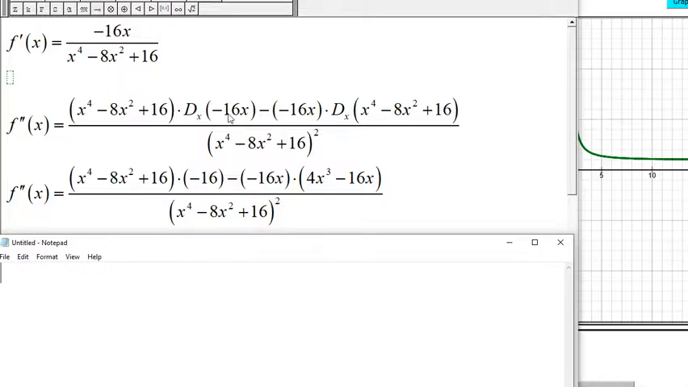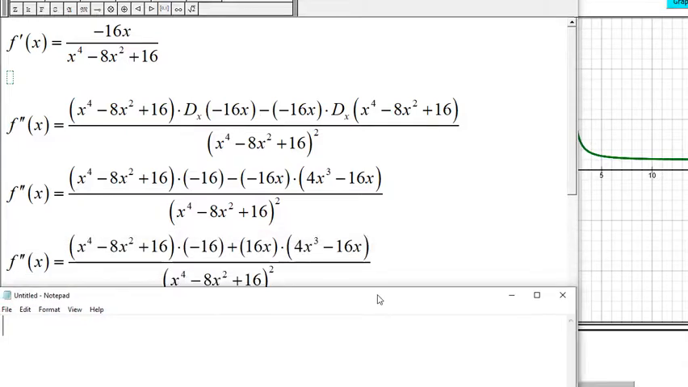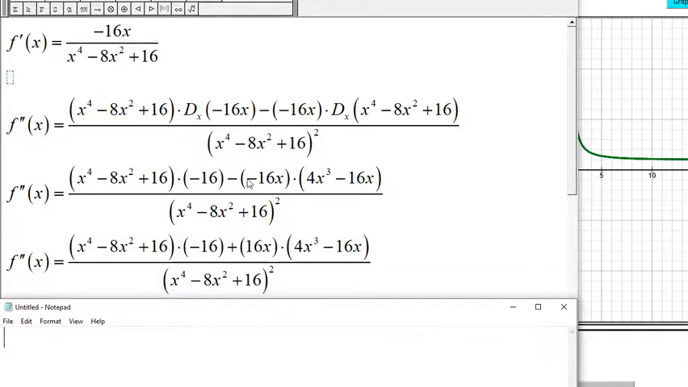The derivative of negative 16x is just negative 16. The derivative of x to the fourth is 4x to the third. The derivative of minus 8x squared is minus 8 times 2x, because the derivative of x squared is 2x. Minus 8 times 2x is minus 16x. And the derivative of the constant 16 is 0. Minus 16 becomes plus.